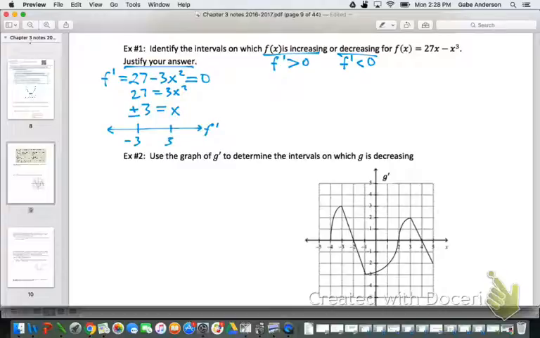So I'm making a little sign chart. And I'm going to fill in the signs, like the positivities or the negativities of the different intervals. Do you guys see how I've created some intervals? How many intervals have I created?